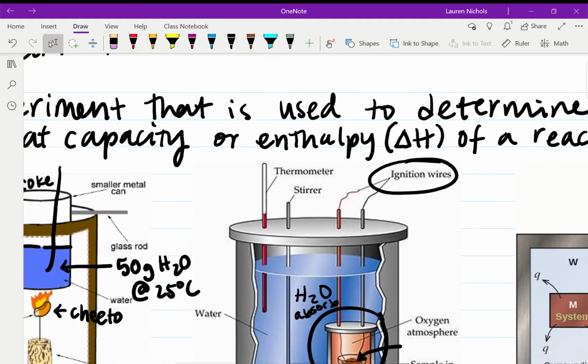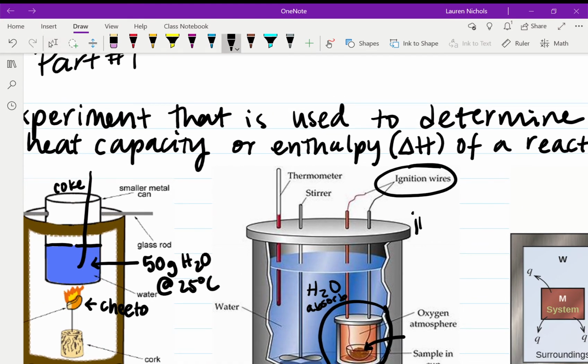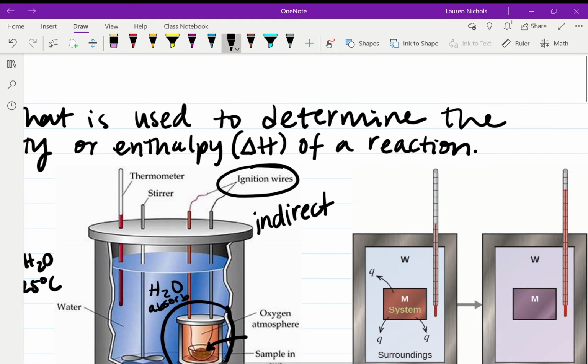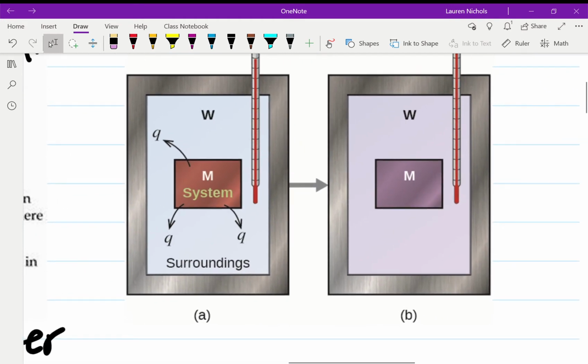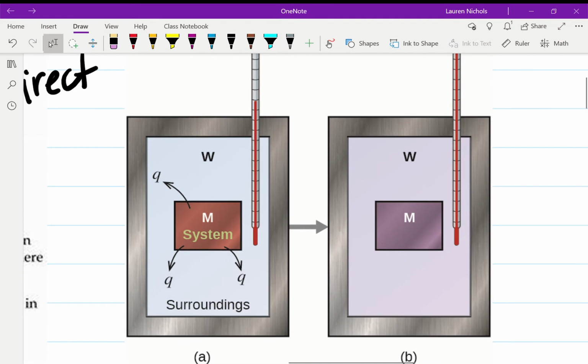So calorimetry is an indirect way of measuring energy. And it's basically this idea. So here, this would be an example of if you have an unknown metal.